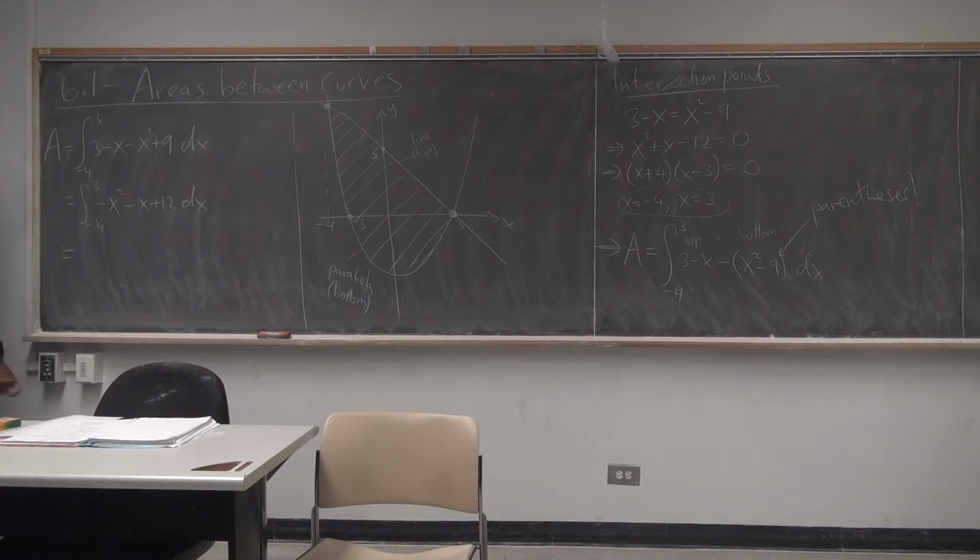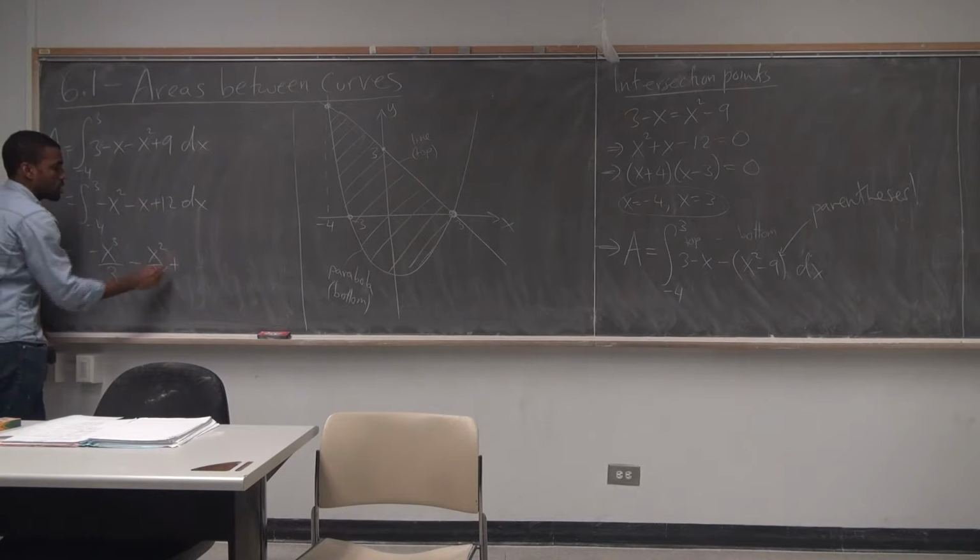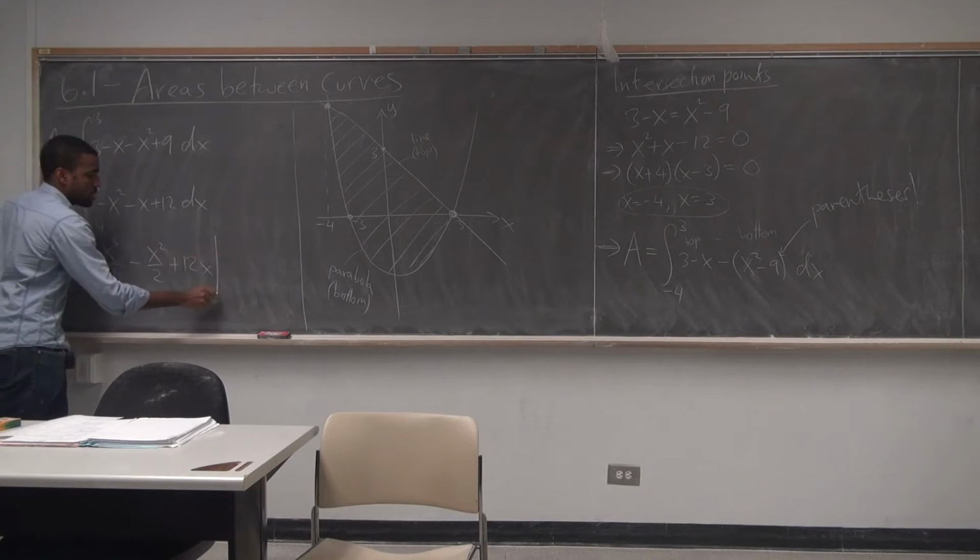Now what? How do we do with this guy? What is this guy? Power rule, what do I get? X cubed over 3, this guy. Squared over 2, this guy. 12x, and you write that line.